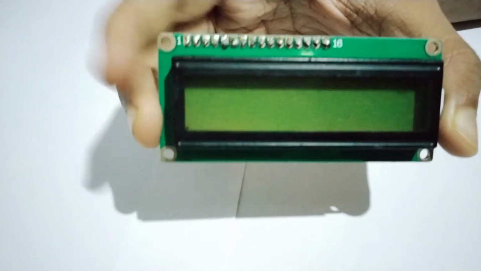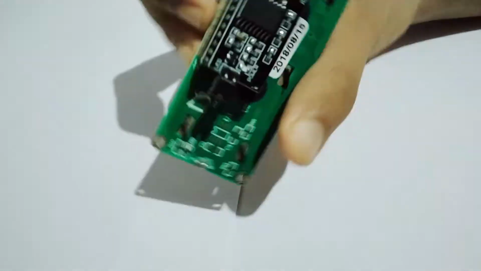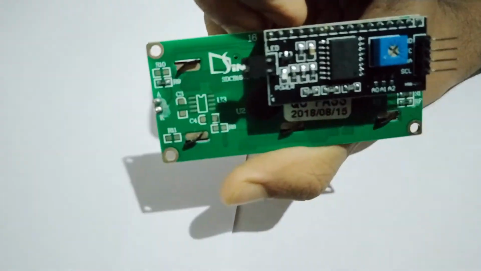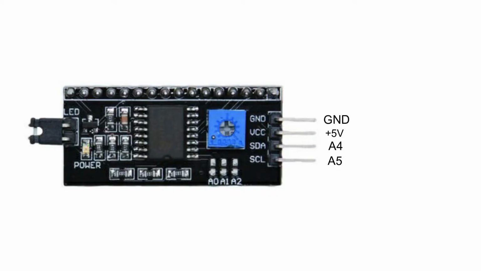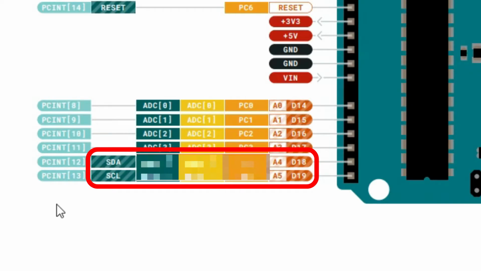Hi guys, in today's video I am going to show you how to use an LCD display with an I2C module. The I2C module has 4 pins, 2 for power supply and the other 2 for data transferring, and there is a small potentiometer to adjust the backlight. The 2 data pins SDA and SCL are connected to the SDA and SCL of Arduino board, which is A4 and A5.